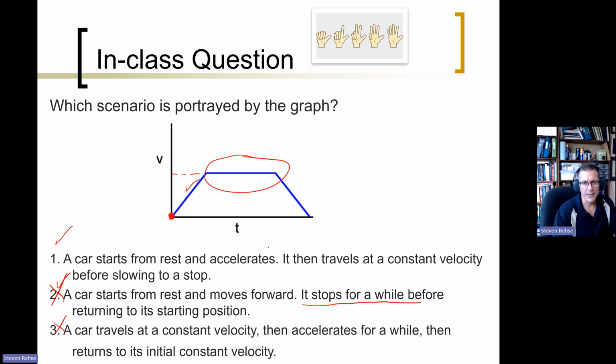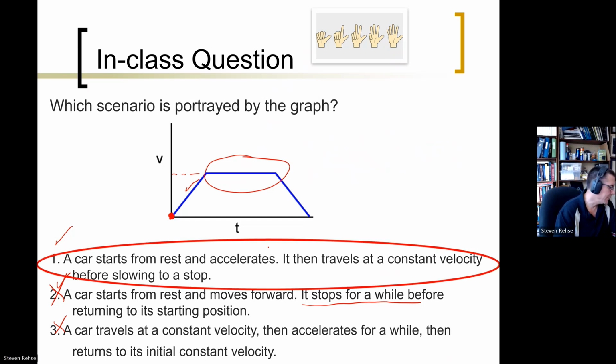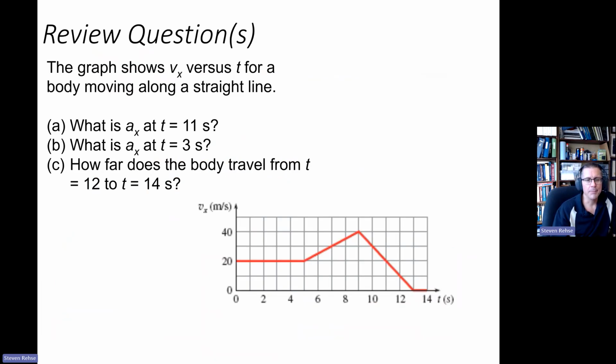And that definitely is the correct answer. Okay? All right, so we've done that. Now, review questions. I want to go through one more question of what happens when you graph some things together.